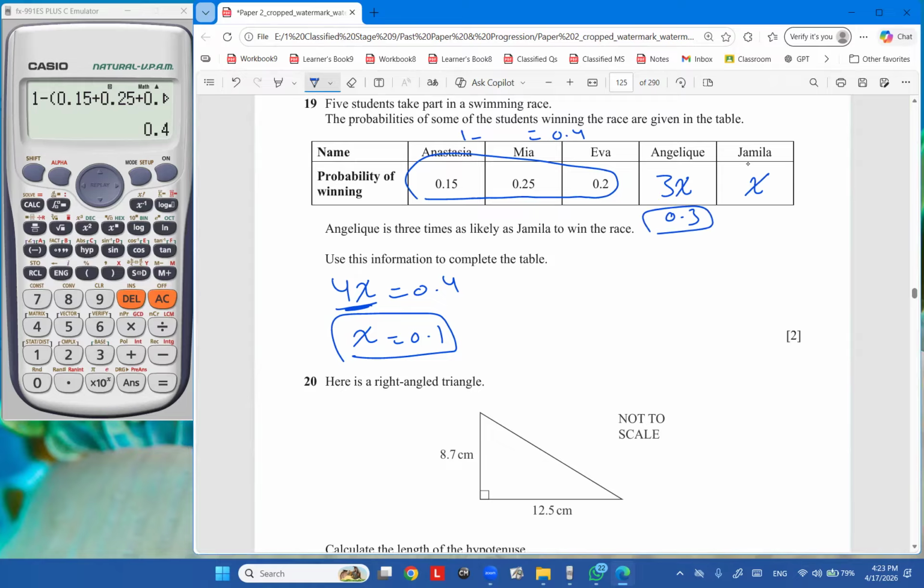And what is Jamila? Jamila is just a 0.1. That's it. Okay. Someone else could have used the ratio, but they're not right over here, the 3x or the x, just write the 0.3 and the 0.1. Someone could have used the ratio, also would have been correct.